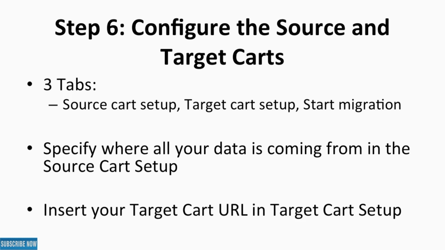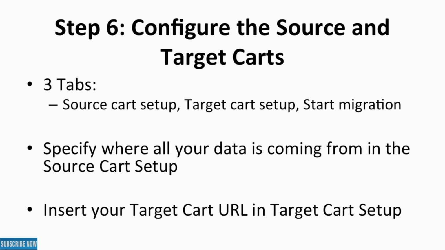In the Source Cart Setup, tell the migration where all your data is coming from. In this case, you will choose Bigcommerce as your source, and then add in the URL link to your old store. Moving on to the Target Cart Setup, you will need to fill in here the new platform that you're going to use, which is Shopify in this case.